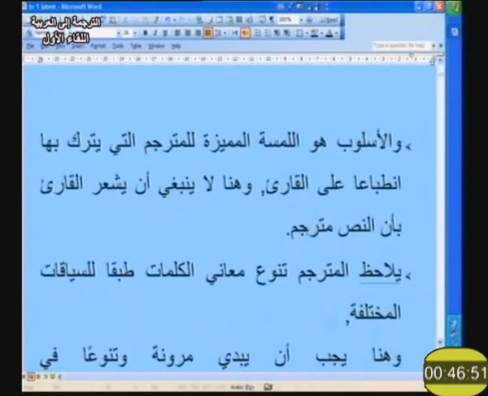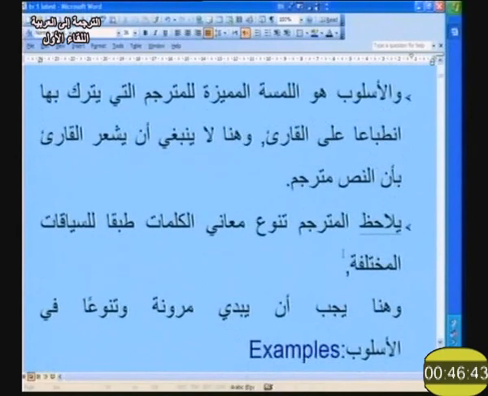والأسلوب هو اللمسة المميزة للمترجم التي يترك بها انطباعا على القارئ، وهنا لا ينبغي أن يشعر القارئ بأن النص مترجم. One of the important criteria of judging a good translation is that on reading the text, the reader cannot feel that it's translated into the target language.